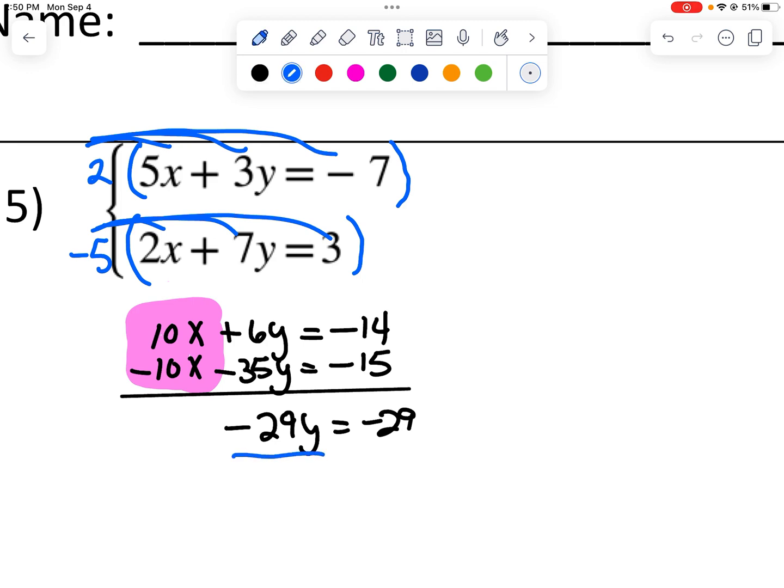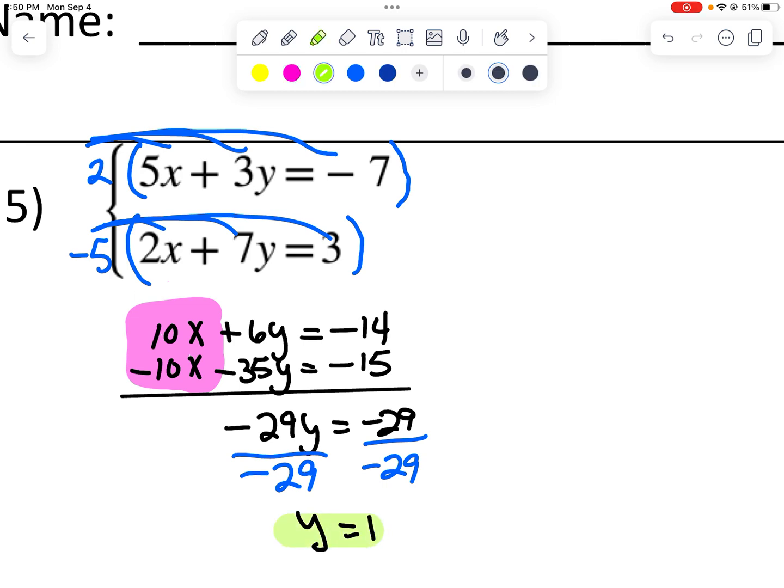Now I'm going to divide by negative 29, and I'm going to get y is equal to 1. And now that I know that y is equal to 1, I can put it here, I can put it here, I can put it here, or I can put it there. I would put it wherever it is easiest, whatever is going to look good to you, whatever you think you're going to like. I think I'll put it right here because the numbers are smaller. There aren't any negatives.